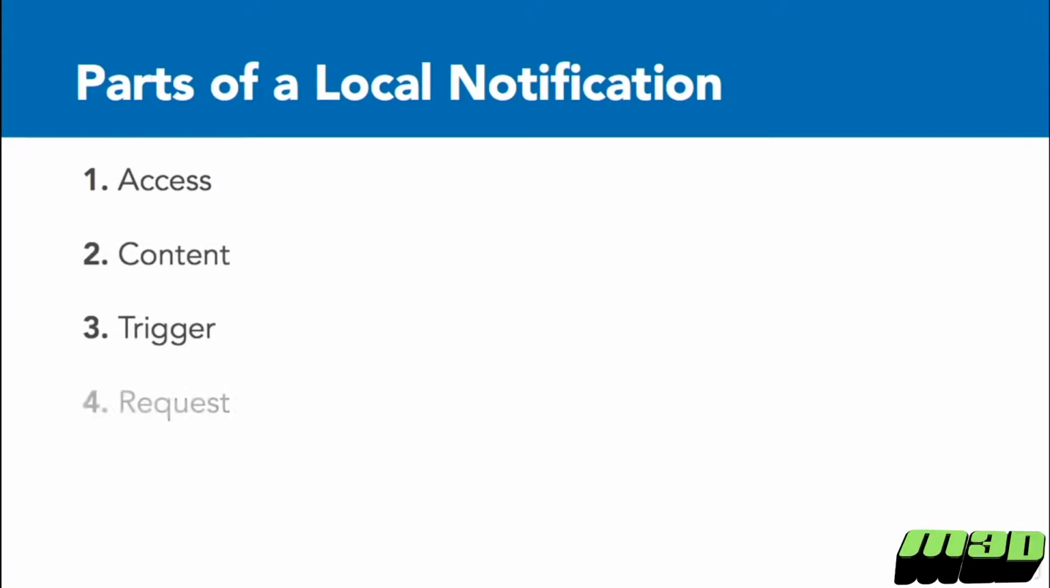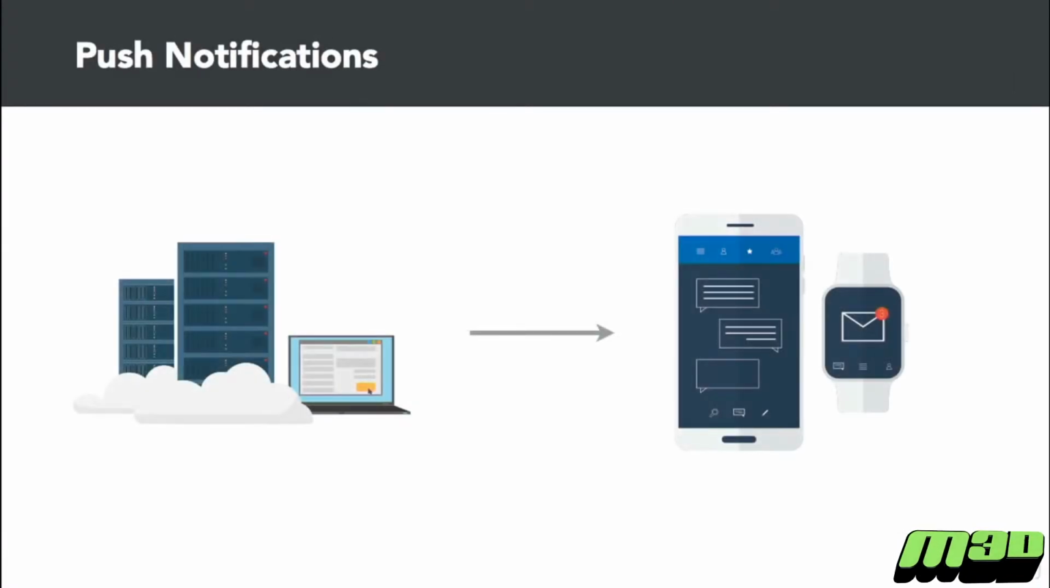You just reviewed a local notification. In a push notification, a lot of that code is unnecessary because it's happening somewhere other than the user's device. There's a server somewhere which contains the trigger. That server will push the content towards the user's device.